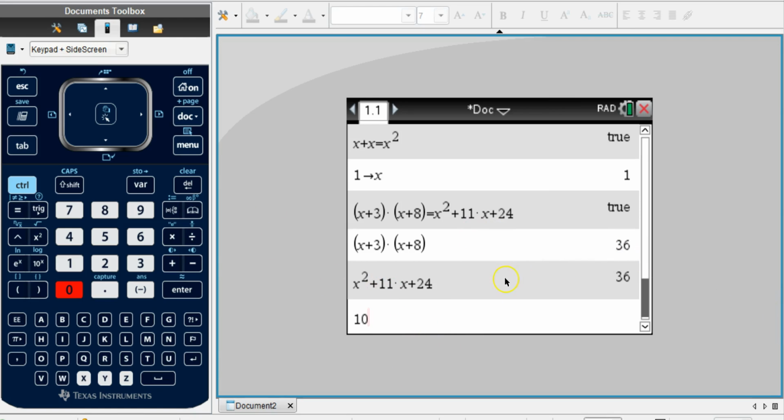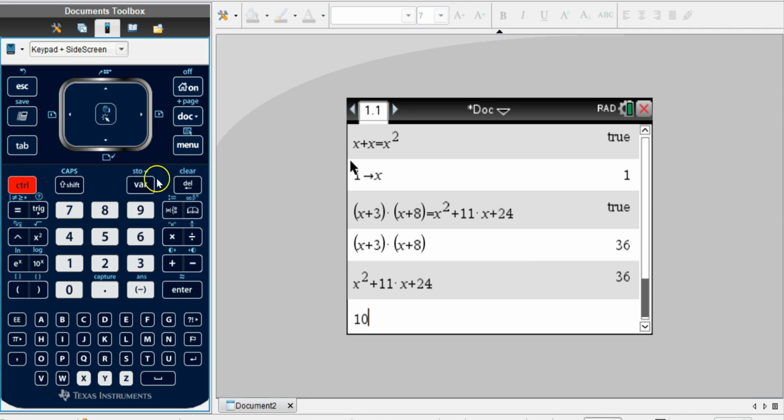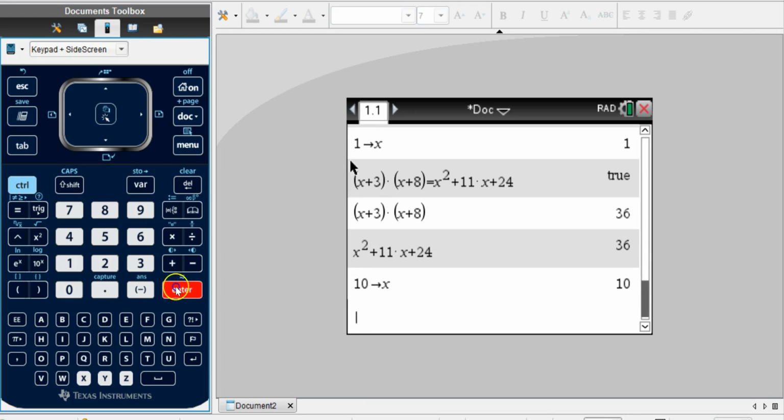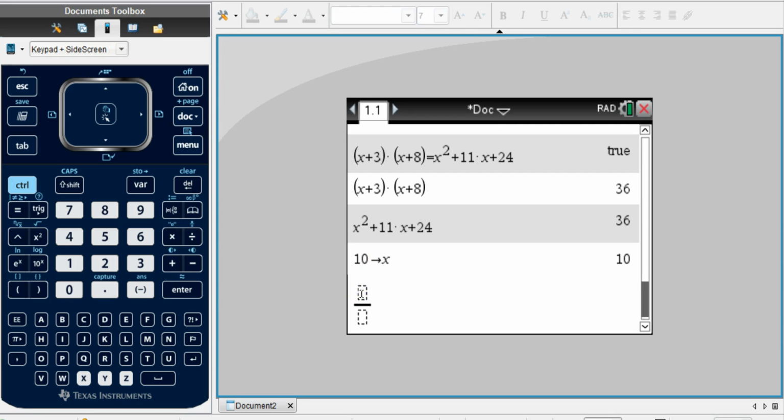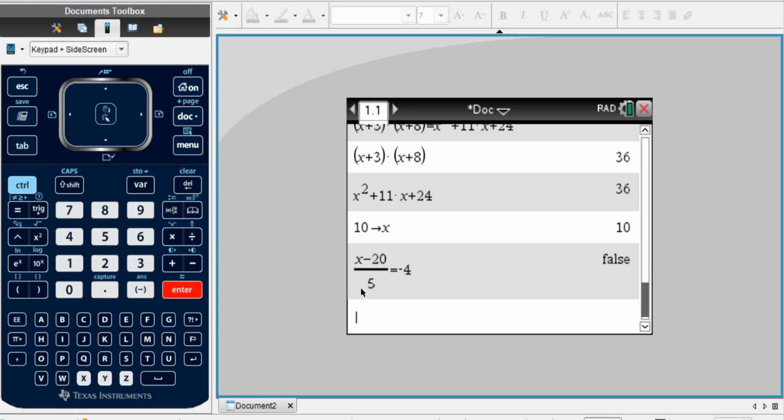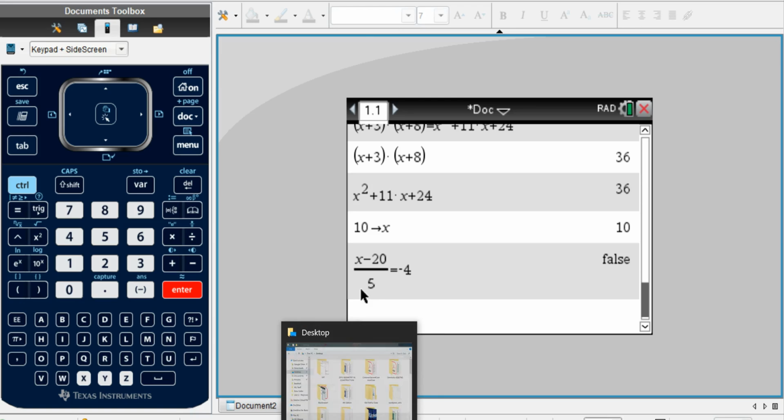10 store x. Didn't they say test it for x equals 10? And now do x minus 20 divided by 5 equals negative 4. False.